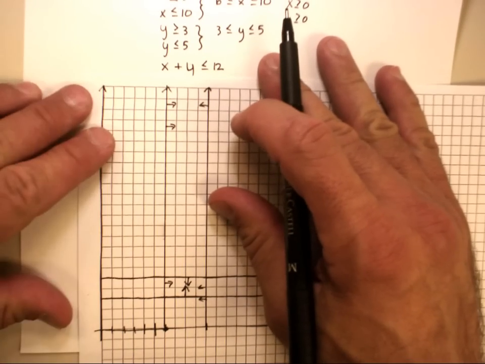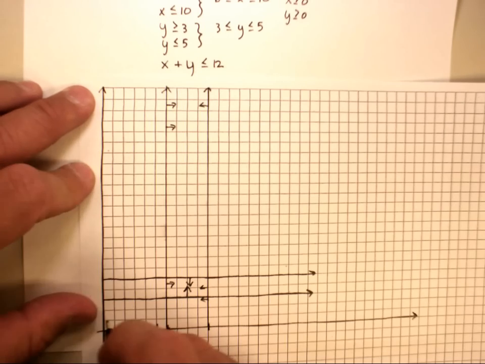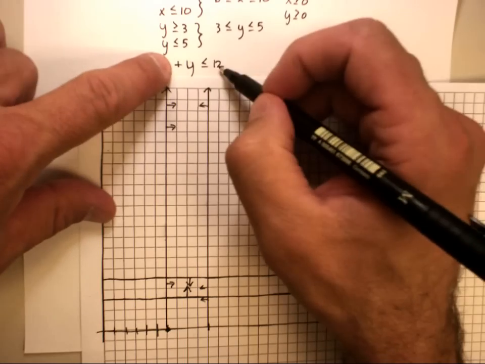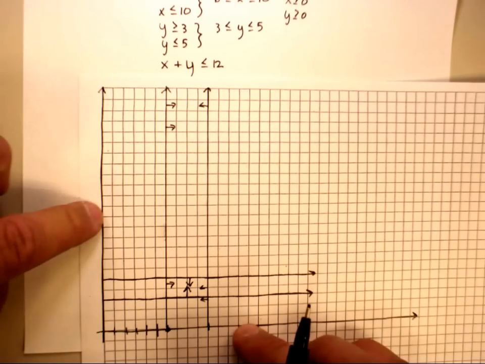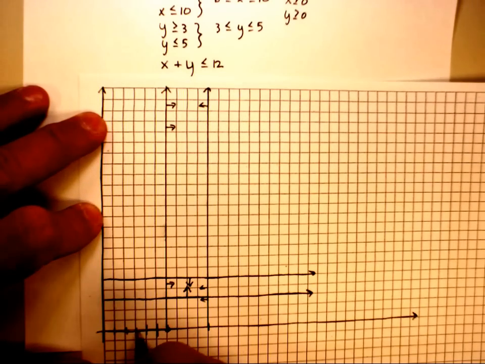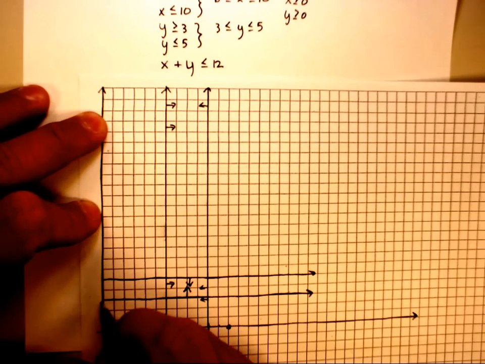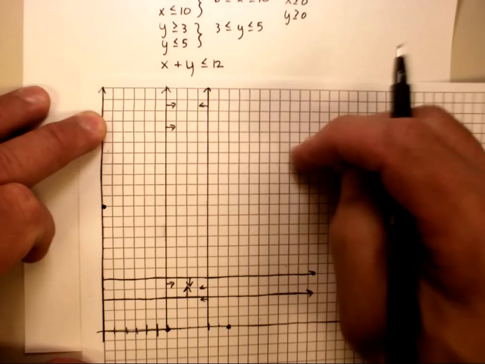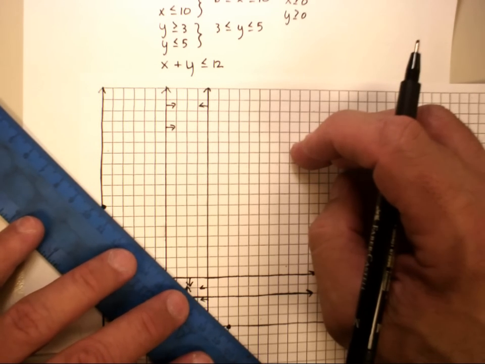My last inequality is the x plus y has to be less than or equal to 12. So let's go to 12. 1, 2, 3, well, this is standard form. So if x is 0, y is 12, y is 0, x is 12. So that's just 12, 0 here, and 0, 12 here. 1, 2, 3, 4, 5, 6, 7, 8, 9, 10, 11, 12. And 1, 2, 3, 4, 5, 6, 7, 8, 9, 10, 11, 12. And let's go ahead and connect those up.